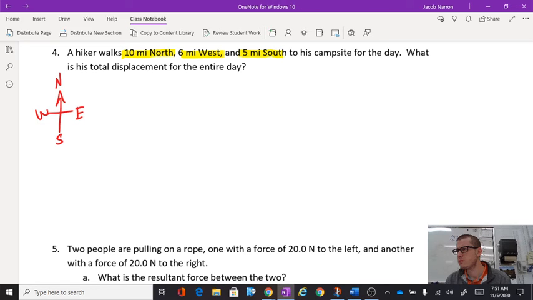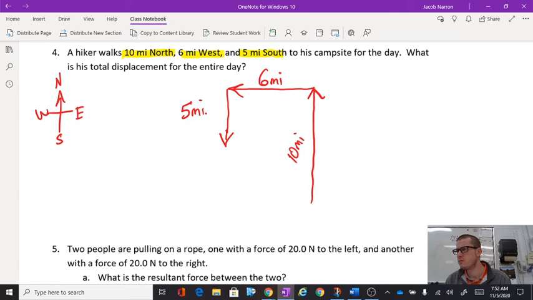Okay, so 10 miles north. Here we go. I'm going to draw a nice long vector because this is going to be 10 miles. Next one is 6 miles west. Oh, man. I'm going to move this over. Forgot we're going west. There we go. Next one, 6 miles west. So I'm going to draw this one a little bit shorter. 6 miles is not as far as 5 miles. I know that's complicated. And then I'm going to draw a little short one, kind of coming down about halfway. There we go. And this is going to be 5 miles south.